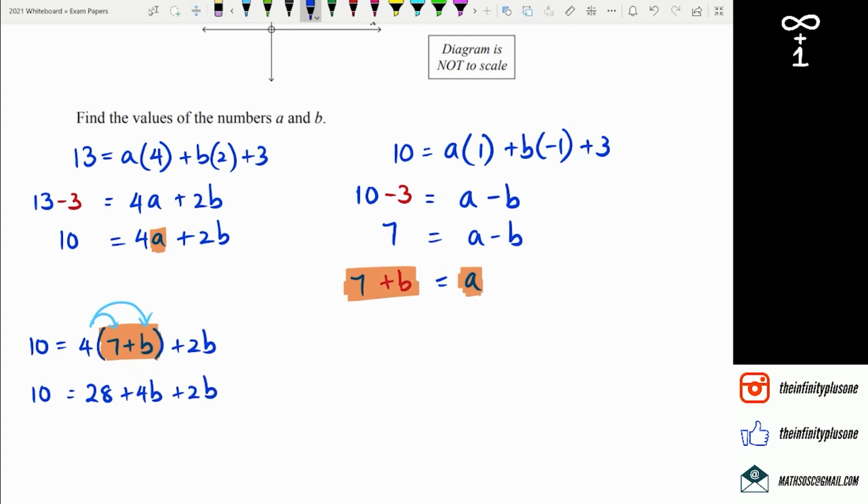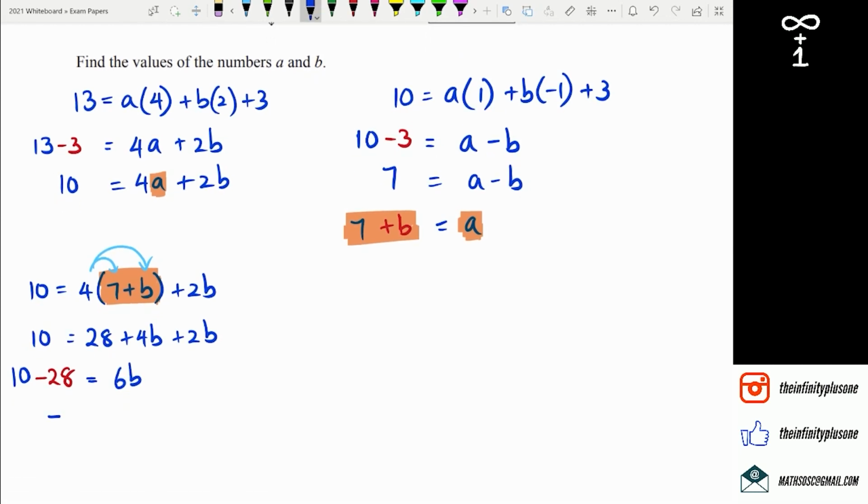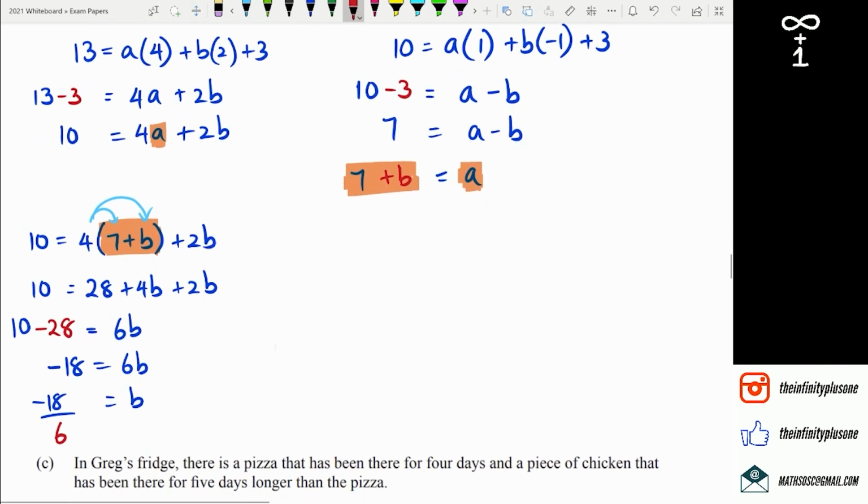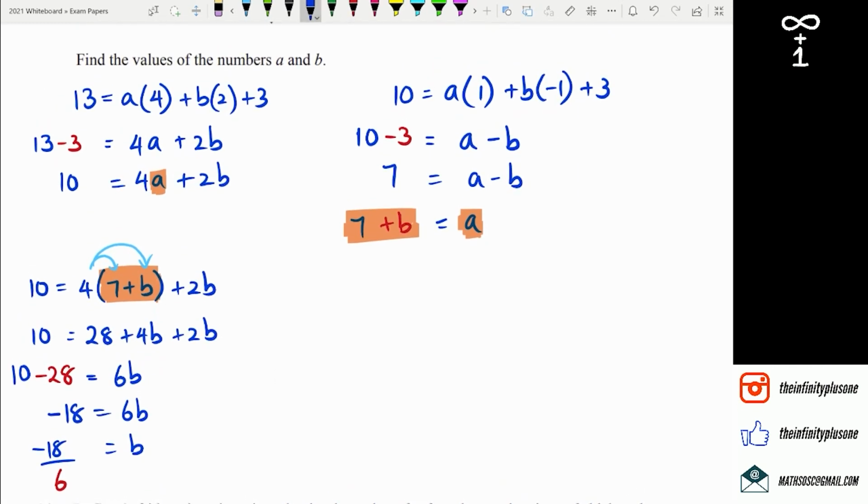So rearranging this, I'm going to get 10 take away 28 equals 4b plus 2b, which is 6b. And I've got negative 18 equals 6b, and b equals negative 18 divided by 6, which just tells me that b is equal to minus 3.